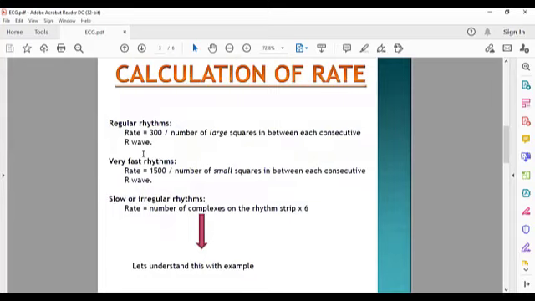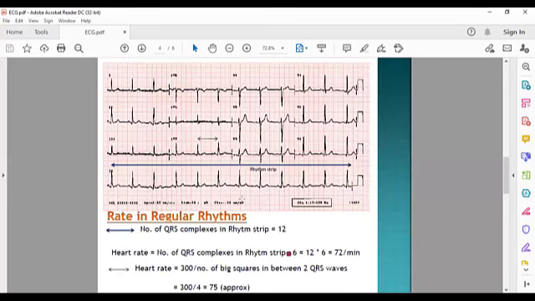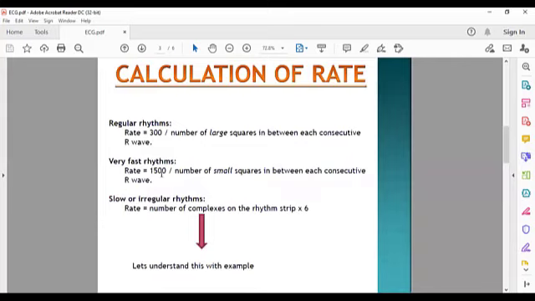Again, if the heart rate is very fast, the QRS waves are coming more frequently, then what you do is 1500 divided by the number of small squares. One large square contains 5 small squares, so 300 into 5 is 1500, divided by the number of small squares between two R waves. You have to calculate individually how many small squares there are in between. If there are 4 large squares, there are around 20 to 22 small squares, so 1500 by 22 will give you the heart rate.